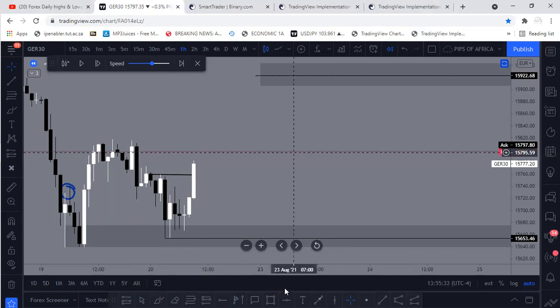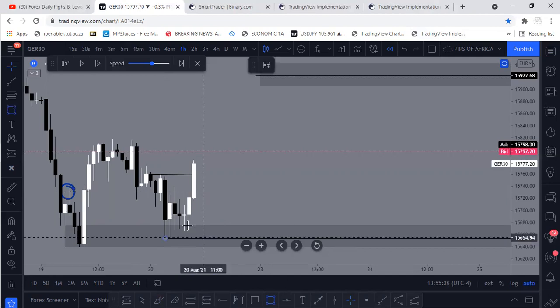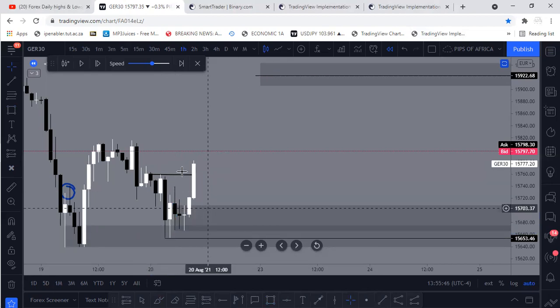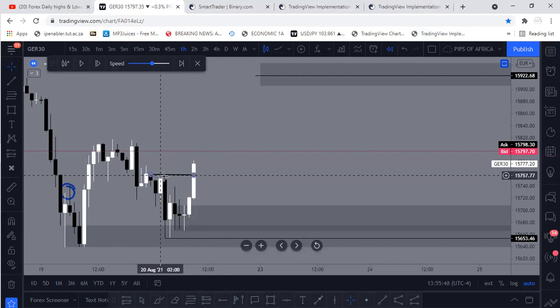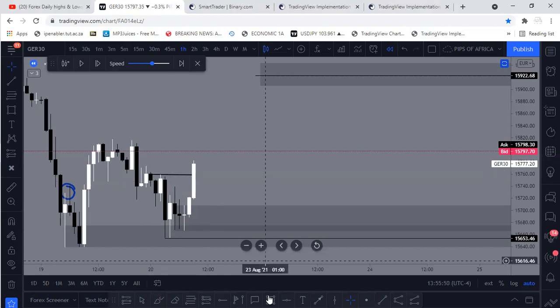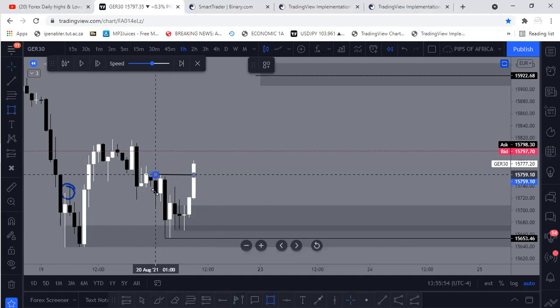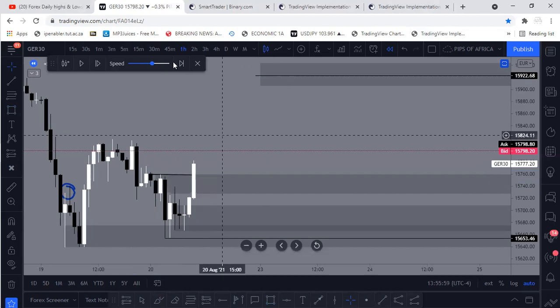So let me try to mark them up as well, right? You mark them up like this. So this zone here is very, very special to us. And also this area here needs to be marked because it was broken. So from this one here up to here, right? Let's wait and take a look.